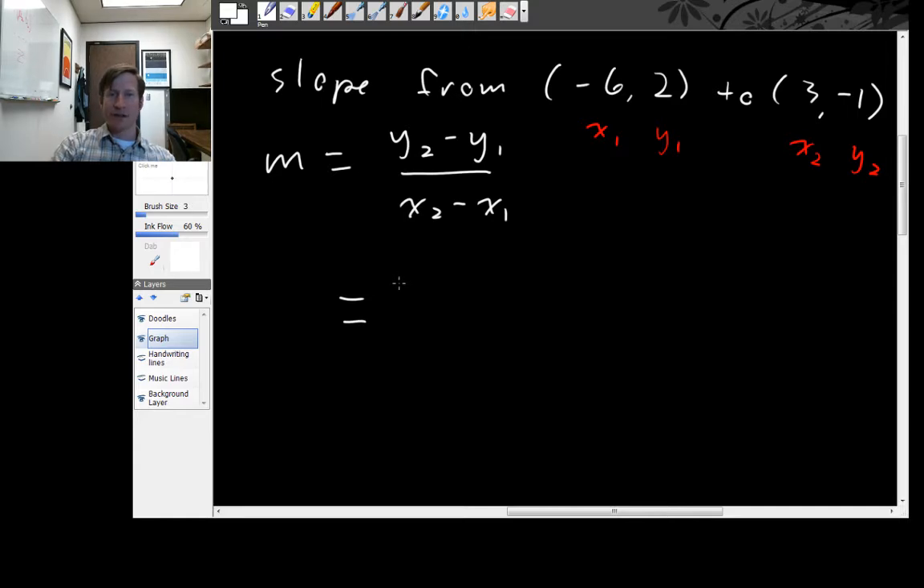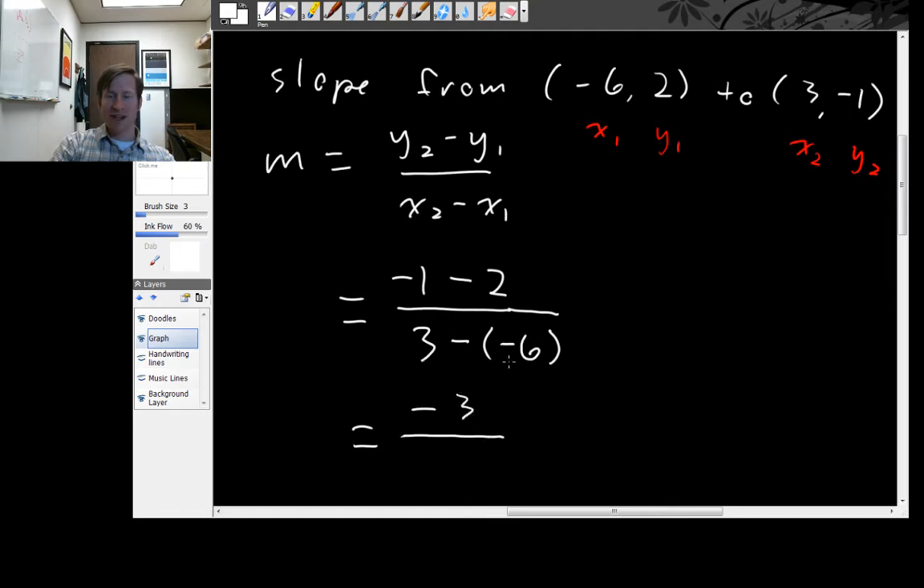So y2 is negative 1 minus y1, which is 2, divided by x2, which is 3, minus x1, which is negative 6. All right. So in the numerator, we get negative 1 minus 2, that's negative 3. And in the denominator, 3 minus negative 6. Remember, minus a negative is actually adding a positive, so this is 9 down here. And then we should simplify this fraction. Negative 3 over 9, you can cancel a factor of 3. You get negative 1 over 3.